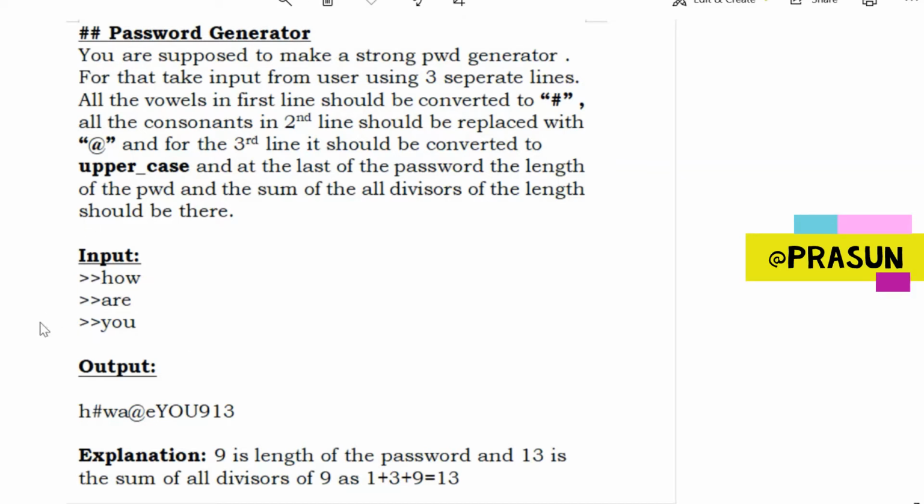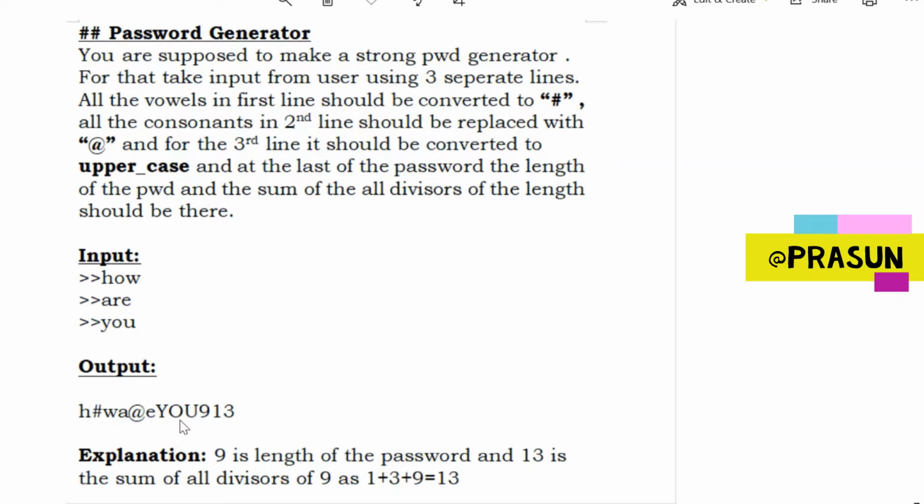So here is an example. Here is our input, because the user will give input in 3 separate lines as mentioned in our question, and the output should look like this. You can see in the first input there is a vowel, that is o, and o has been replaced with hash, and in the second string there is a consonant r that has been replaced with the @ symbol, and the third string is totally converted to its uppercase.